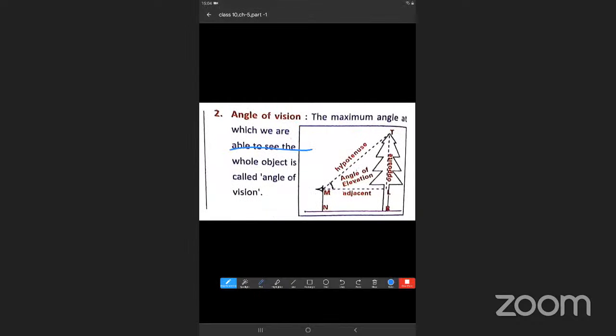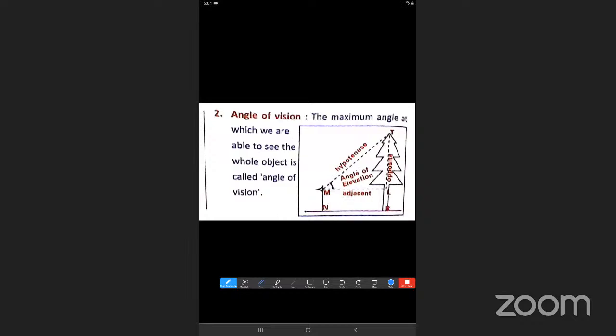And next, angle of vision. The maximum angle at which we are able to see the whole object is called angle of vision. Okay, when we see the whole object at the maximum angle, that is known as angle of vision.